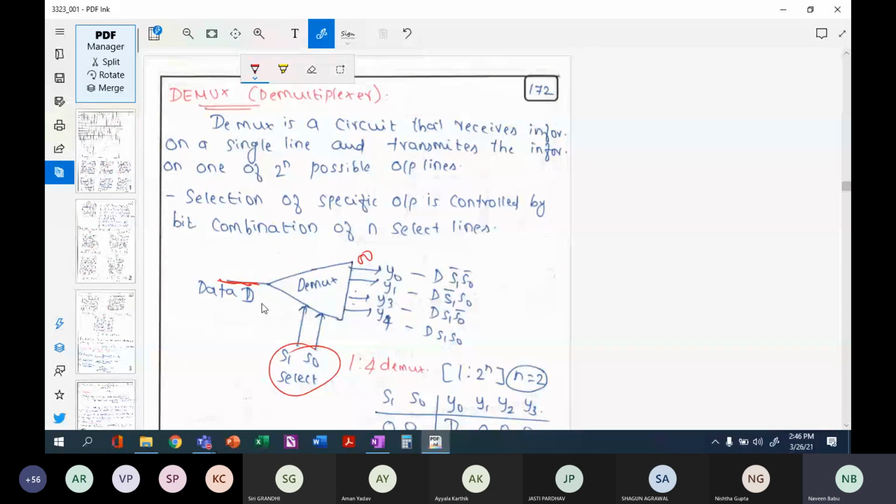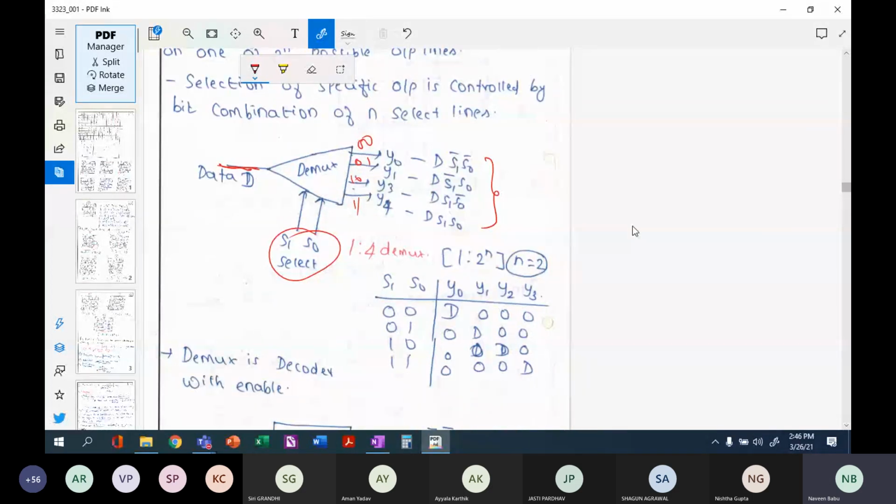Y1 corresponds to D S1 bar S0. And y2 corresponds to D S1 S0 bar, and y3 corresponds to D S1 S0, because these are 0 1, 1 0 and 1 1. 1 1 corresponds to S1 S0, hence these are the Boolean functions. Now if you look at the truth table, this is a 1x4 demultiplexer. What power of 2 is 4? 2 power 2 is 4, so the number of select lines will be 2. So this is how you find out.